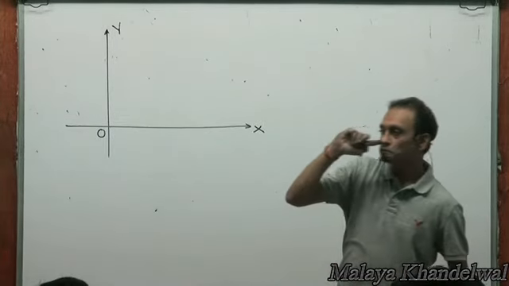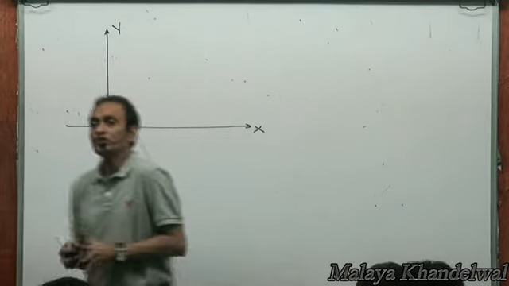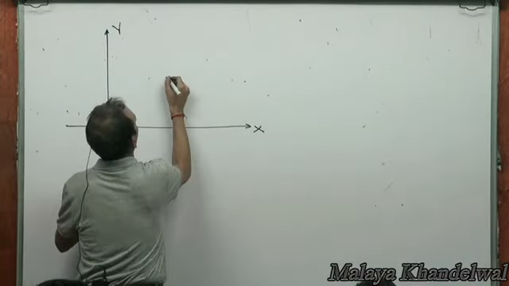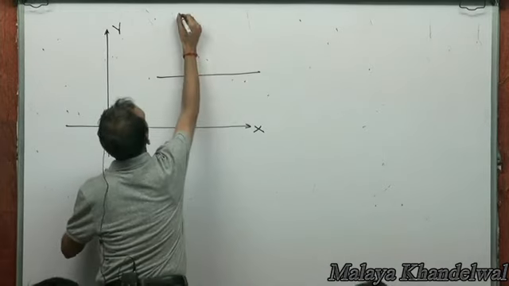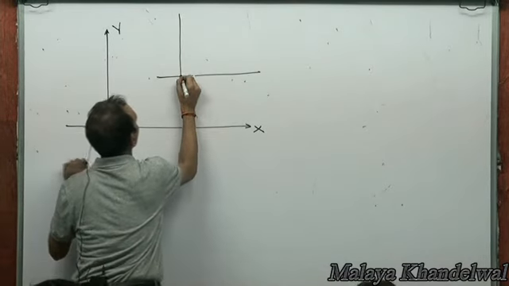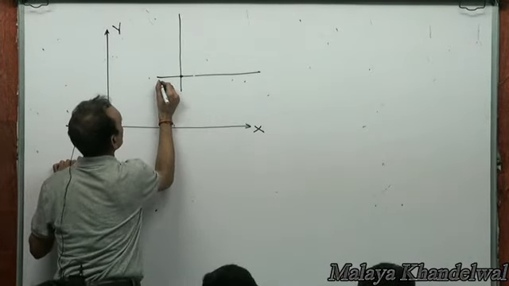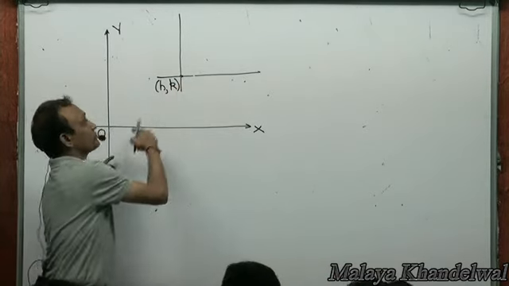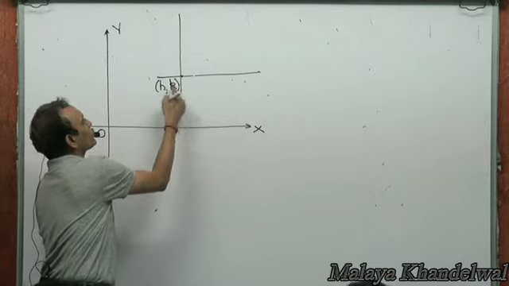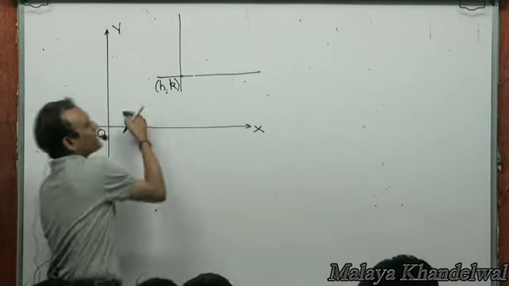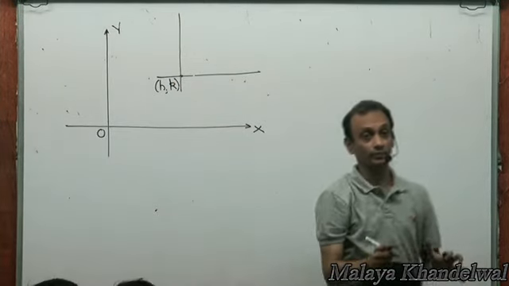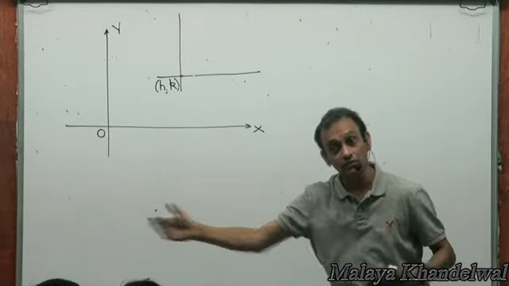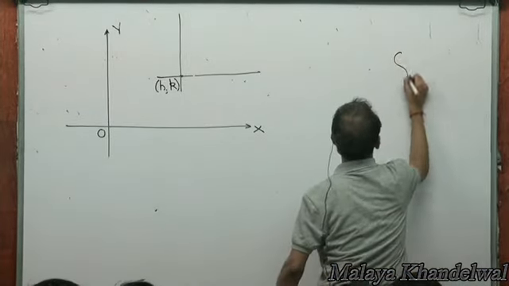Right? Now, I shift the origin to a point, say, h comma k. This is the new origin, say. h comma k are the coordinates of this new origin with respect to small x, small y, right? Origin shifted to h comma k. So I've shifted the origin, shift of origin.